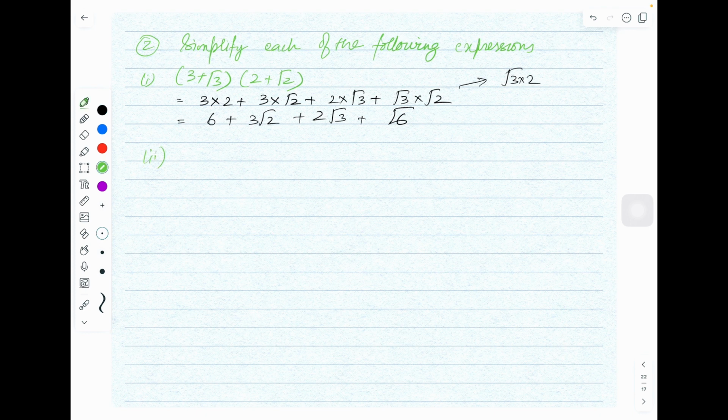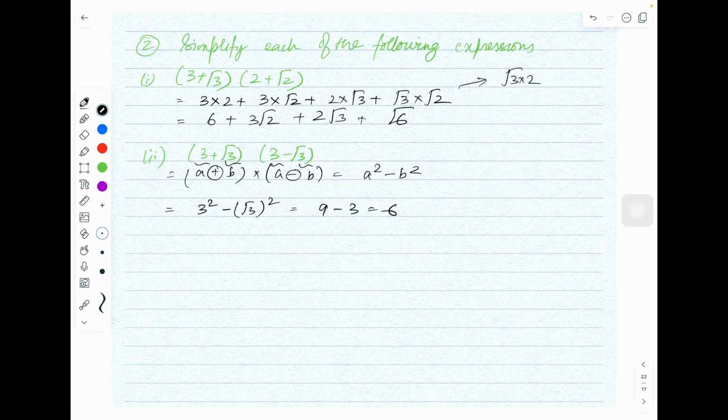Second question is 3 plus root 3 and 3 minus root 3. This is A plus B into A minus B, which is A square minus B square. A is 3, so 3 square minus root 3 square. So this is 9 minus 3 equals 6.